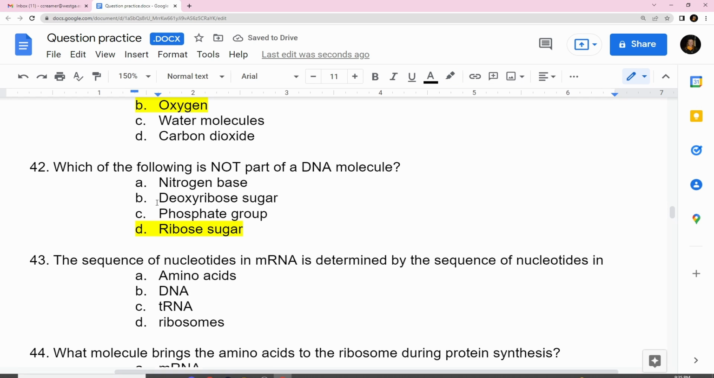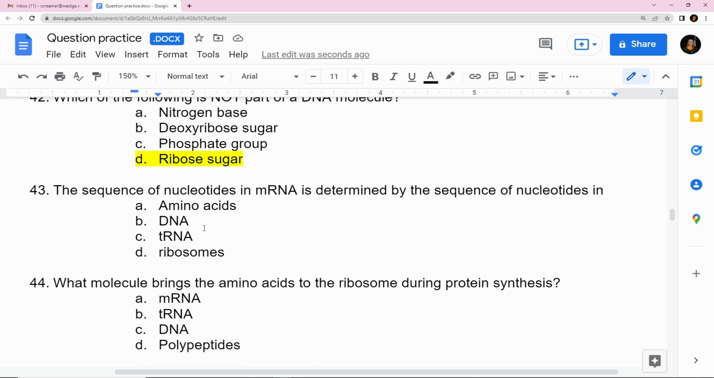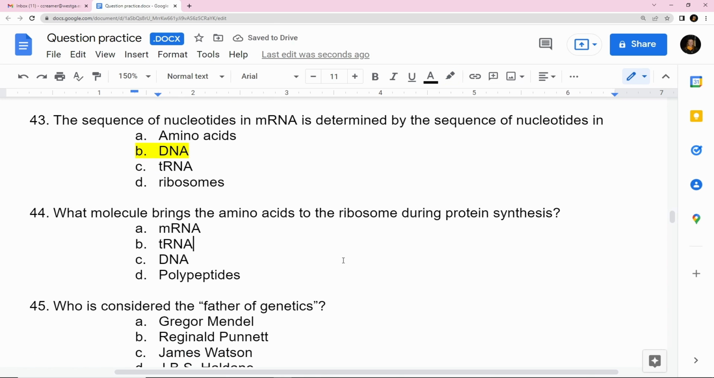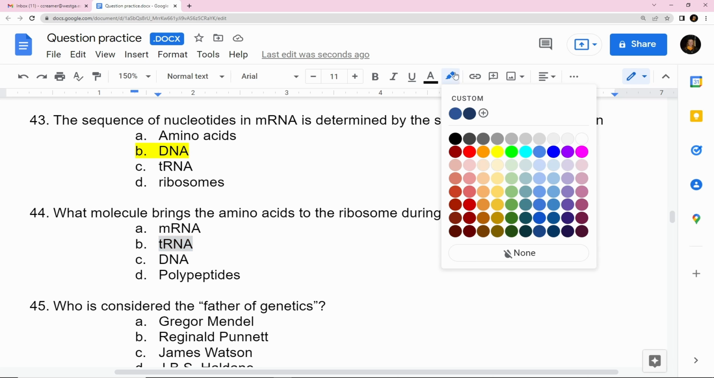The sequence of nucleotides in mRNA is determined by the sequence of nucleotides in amino acids, DNA, tRNA, or ribosomes. If you said DNA, you'd be correct. What molecule brings the amino acids to the ribosome during protein synthesis? mRNA, tRNA, DNA, or polypeptides? If you said tRNA, you would be correct.